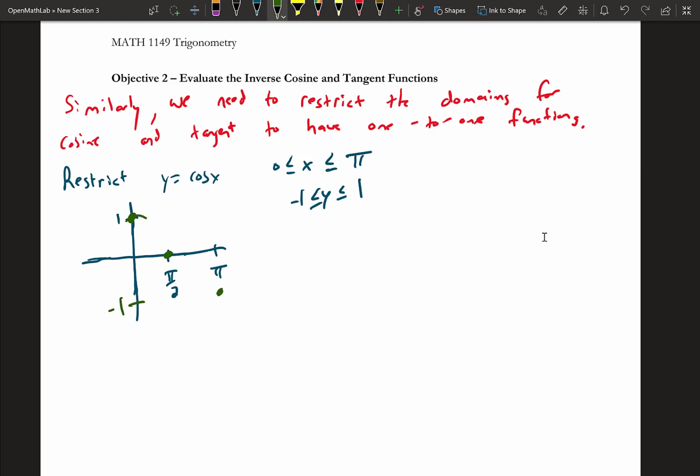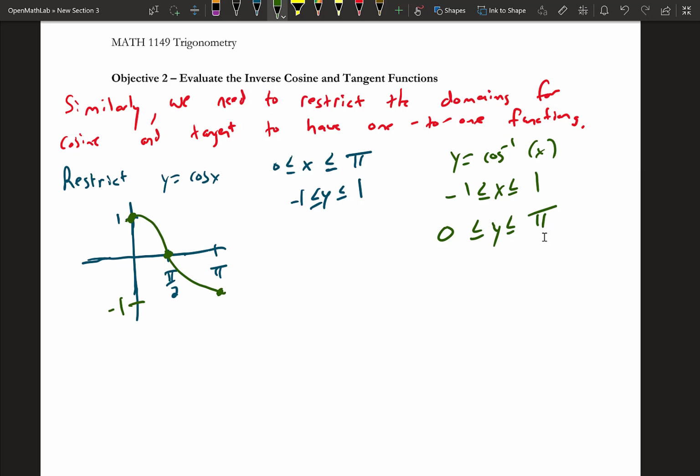And then, similarly, what this will mean is that if I have y equals inverse cosine of x, the x value, the domain, will be in between -1 and 1, and the y value will be in between 0 and pi. Right? And you could graph this on Desmos with the function y equals x and see that they're symmetrical about that line.